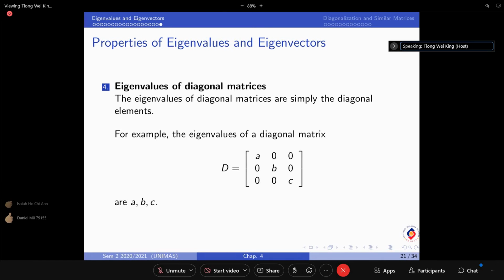Now, the fourth property is the eigenvalues of a diagonal matrix. For any diagonal matrix like this, the eigenvalues are simply the diagonal elements. So for this diagonal matrix, the eigenvalues are A, B, and C. No need to do anything, you just straight away mention that for this matrix, the eigenvalues are A, B, and C. No need to find the characteristic equation. So that's the property.